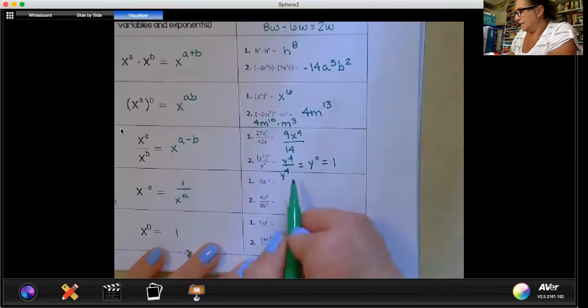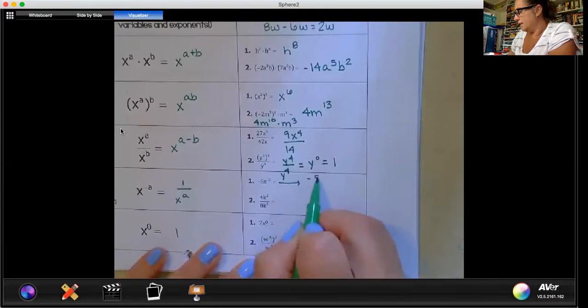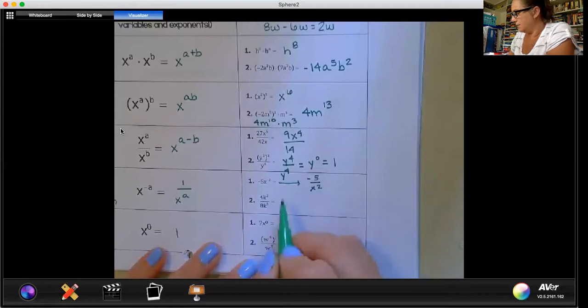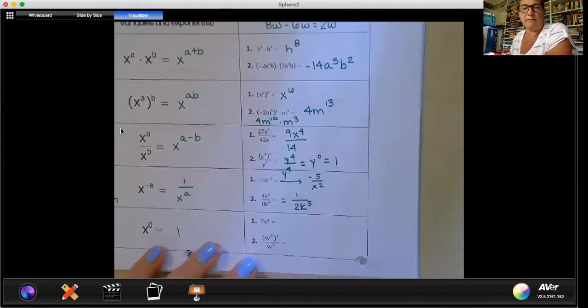Negative 5x to the negative 2 is negative 5 over x squared. And if it's written like this, we know that we have a 1 on top and we have a 2 on the bottom, 1/2 or 4/8. If there are no negative exponents, you can just subtract and leave it where the largest is. So we have a 2 on top and a 5 on the bottom. 5 is largest, so subtract from the bottom and leave on the bottom.